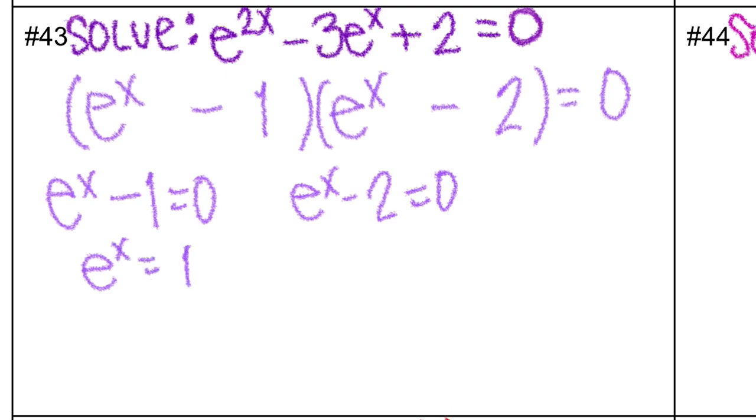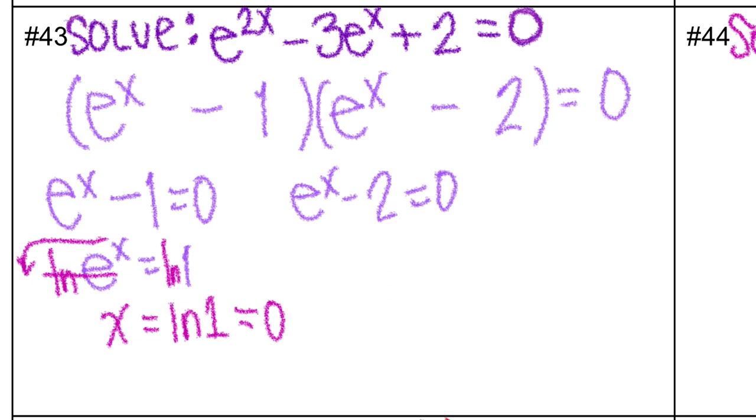Really, you could do this one in your head, like e to what power is 1? When x is 0, done. Also, if you took the ln of each side, the natural log of each side, you get x equals the natural log of 1, and the natural log of 1 is 0. So whatever way you do it, you're going to get x equals 0 right over there.